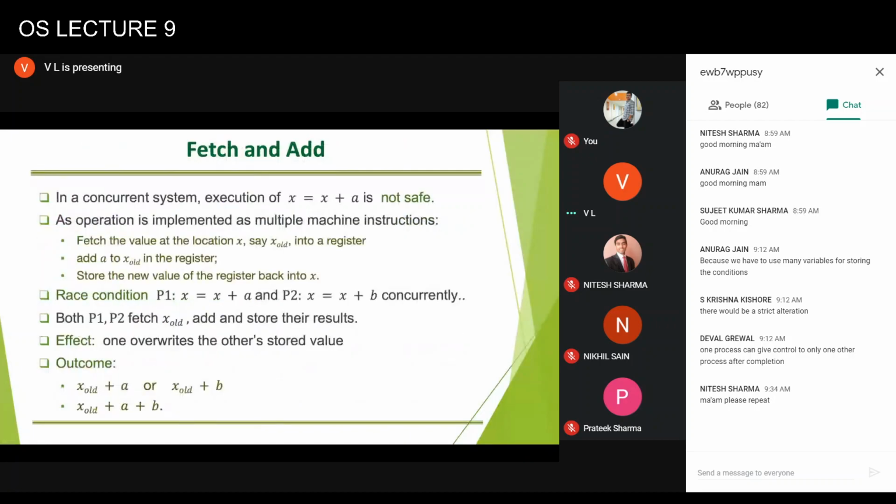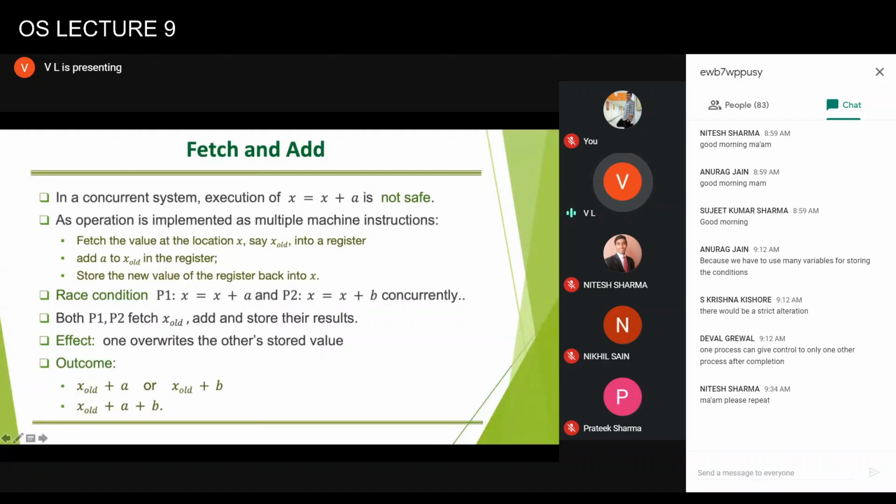Then we come to fetch and add. The idea is that if two processes are trying to update a variable x by a and b, and both of them are trying to add to it, then ultimately the solution should be x equal to x plus a plus b. But the problem is that both processes might read the same value of x, so one process will update it to x plus a, another process will update it to x plus b, and they will write it back. So you might get an incorrect outcome also.